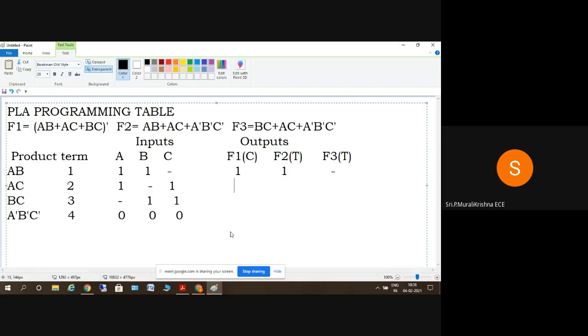Okay, and coming to the next one, AC. AC is there in F1. In F2, there is AC here. In F3 also there is AC. And coming to BC here, we have BC in F1, and we don't have BC in F2. We have BC in F3 here. And A bar, B bar, C bar: we don't have this in the first one. We have A bar, B bar in this one. So 1 and 1 here. Clear?